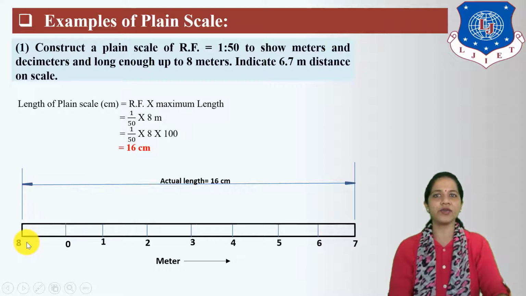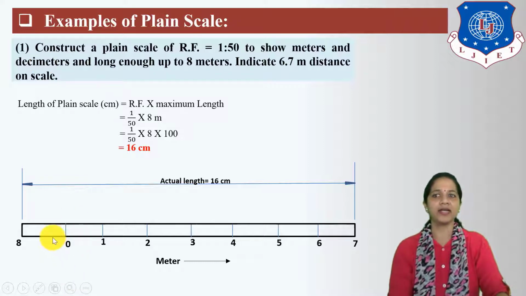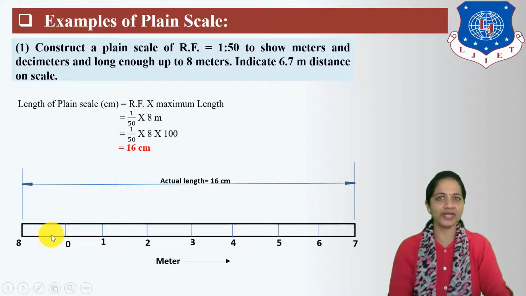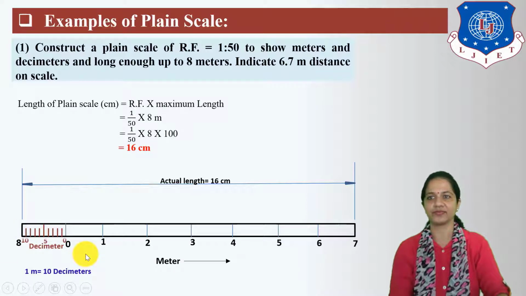Now another unit is given, decimeter. We know the relation of meter and decimeter: 1 meter is equal to 10 decimeter. So the first division is further subdivided into 10 equal parts, which indicate decimeter. So 0, 1, 2, 3, 4, 5, 6, 7, 8, 9 and 10 decimeter.